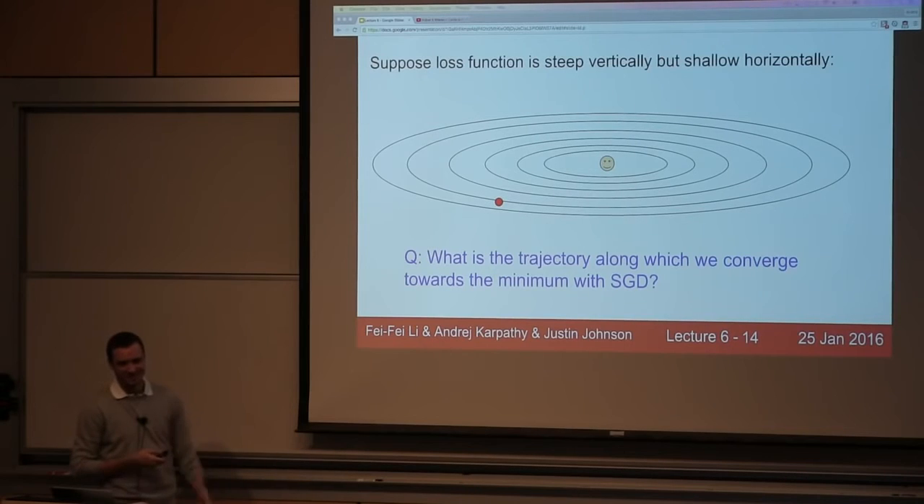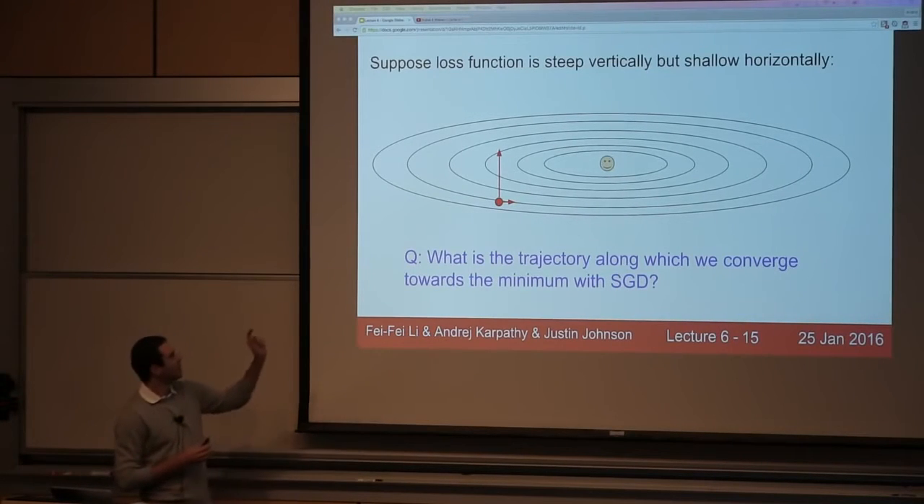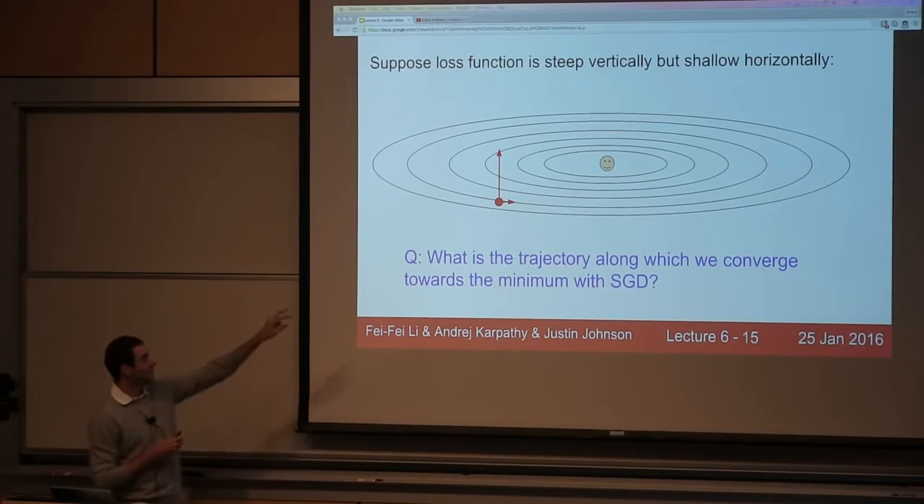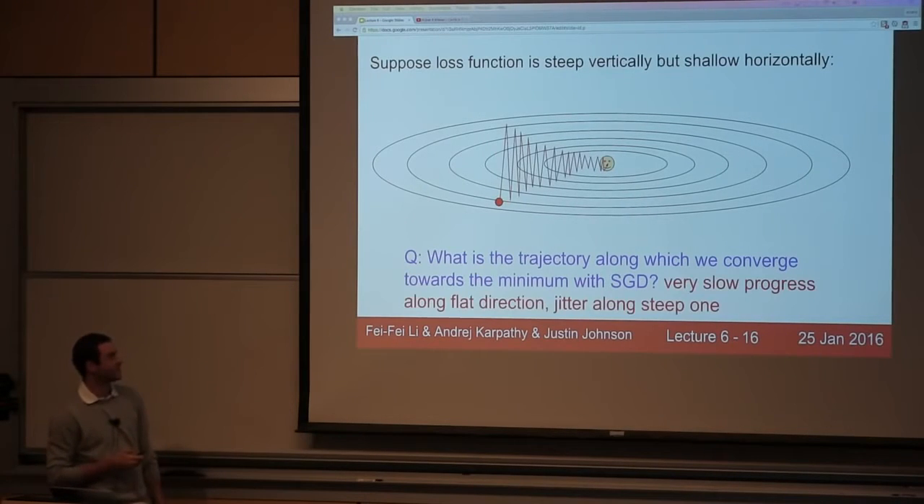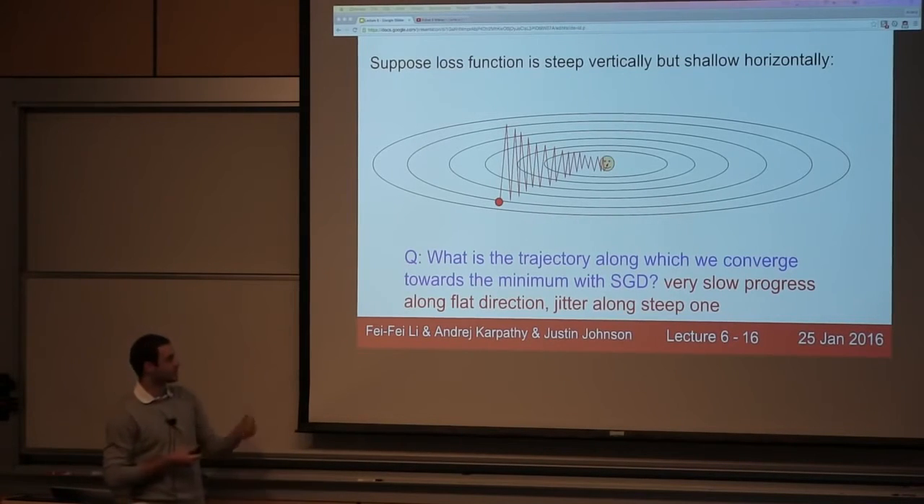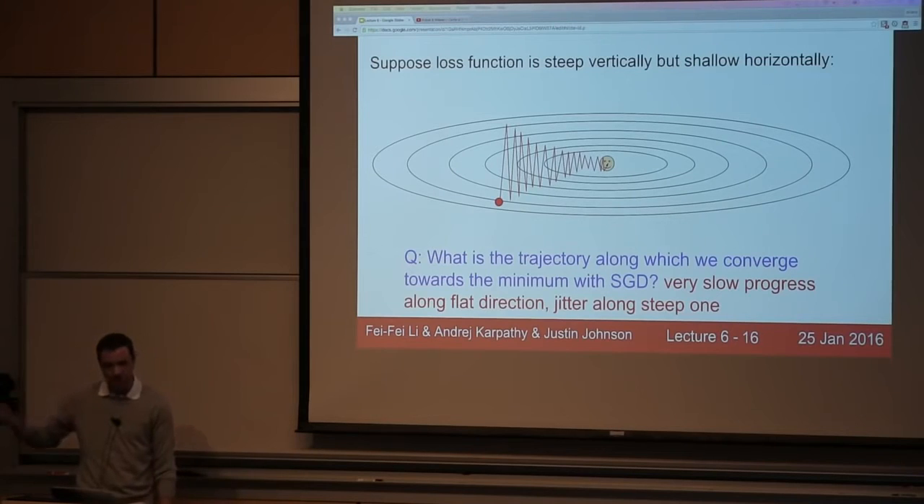Because the local gradient is oriented. Right. The local gradient has this form where, when we look at it horizontally, the gradient is very small because this is a shallow function horizontally. But vertically, we have a large gradient because it's a very steep function. So when you roll out SGD in these kinds of cases, you end up with a pattern where you're going way too slow in the horizontal direction, but way too fast in the vertical direction. So you end up with this ugly jitter.